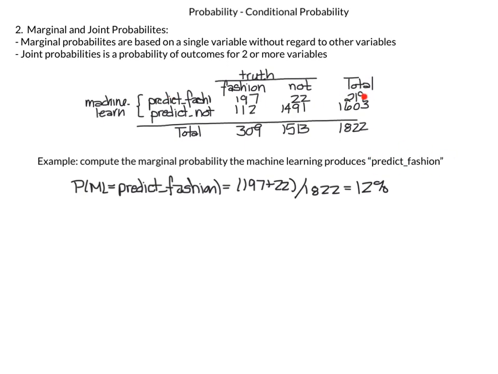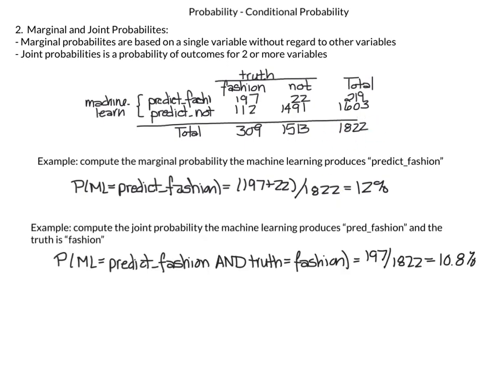Now I can compute the marginal probability that the machine learning produces predict fashion. As I said, that would be the sum here. Oh, but we want the probability. So these are the marginal totals. That's going to be the 197 plus 22 divided by our total number of photos to get 12%.